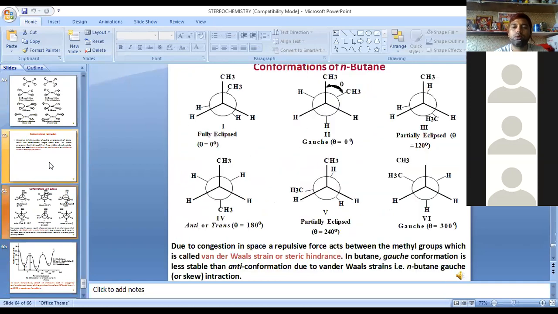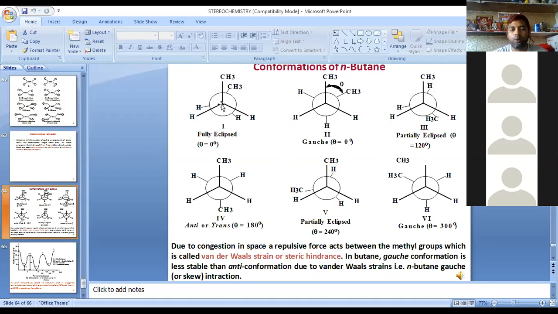See this. These are the conformational isomers of n-butane. See, eclipsed, gauche, partially eclipsed, anti or trans, partially eclipsed, gauche. This is a very important topic for the exam also. So we'll discuss. These are conformational isomers of n-butane.